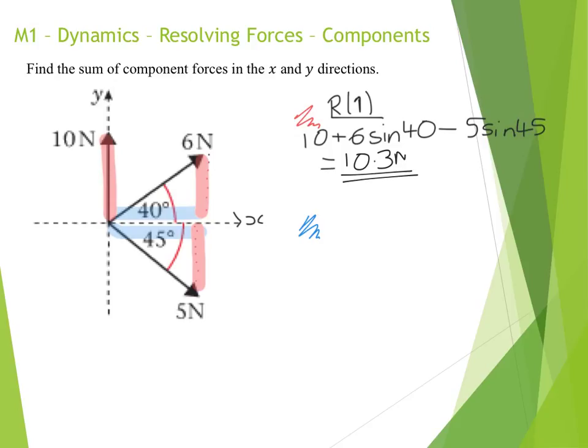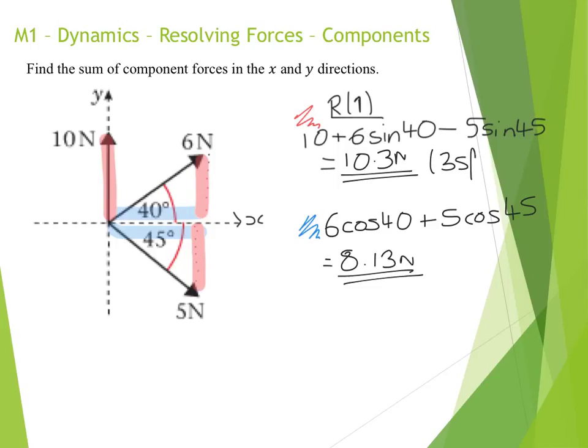Now looking horizontally, they're both acting in the positive x direction, so I'm going to be adding them together. So I've got 6, and the blue line is on the adjacent to the 40, so it's going to be cos 40, and I've got 5 cos 45. Popping that into our calculator is going to give us 8.13 newtons. I'm rounding each time to 3SF, so it's important that we just quote our accuracy on each answer.